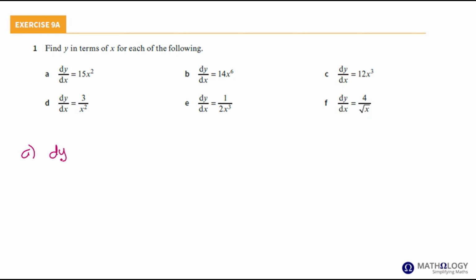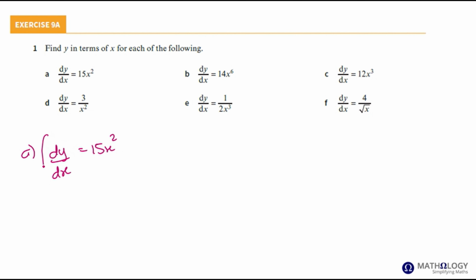Given the gradient function or derivative function dy dx equals 15x squared, we're required to find y in terms of x. Now, with differentiation, we're given a function, a curve, and we differentiate that function. We find the derivative function or gradient function. What we're doing now is we are given the derivative function, the gradient function, and we are performing reverse differentiation, in other words, integration.